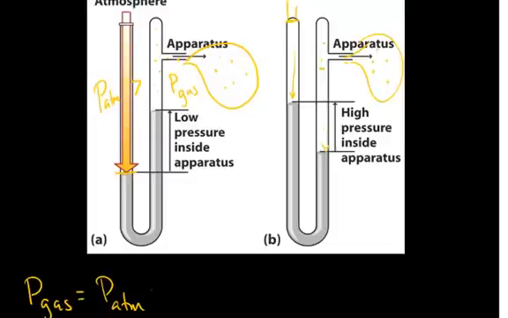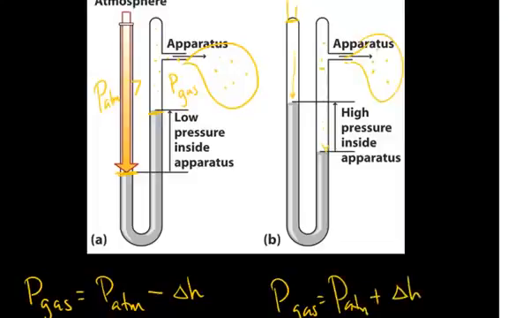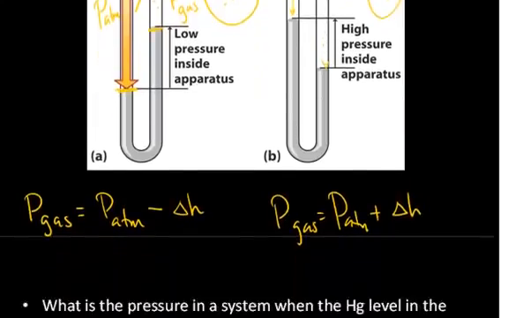So the pressure of the gas is going to be less the height difference between the atmosphere and the gas side of the U-tube. And in this case, the pressure of the gas is going to be equal to the atmospheric pressure plus the height difference between the height of the atmosphere side and the height on the gas side. This is a way to measure the gas pressure of some gas relative to the atmospheric pressure.